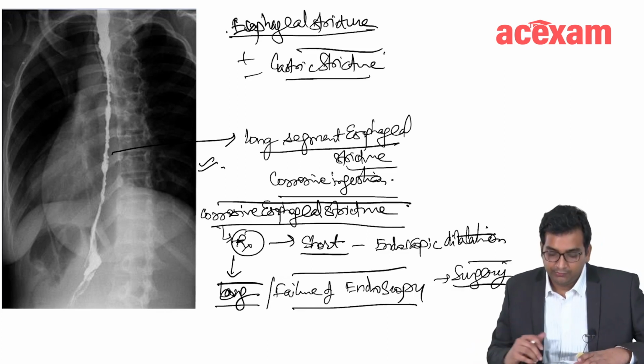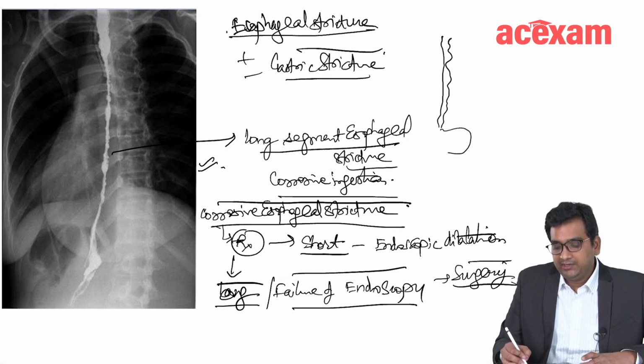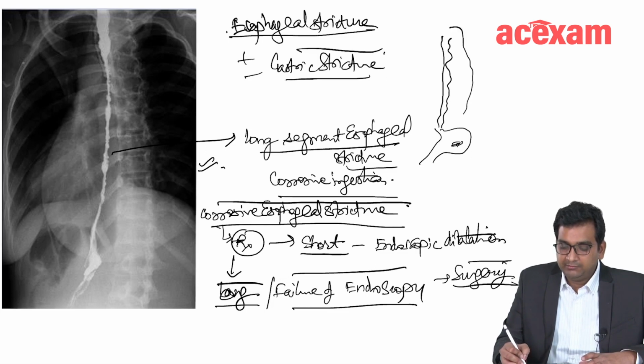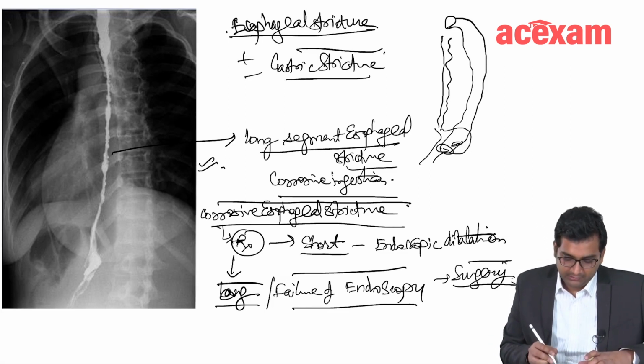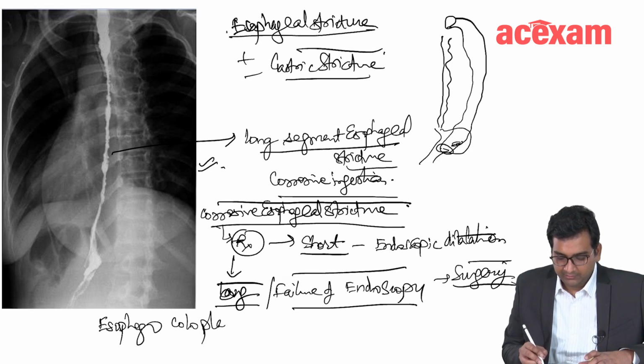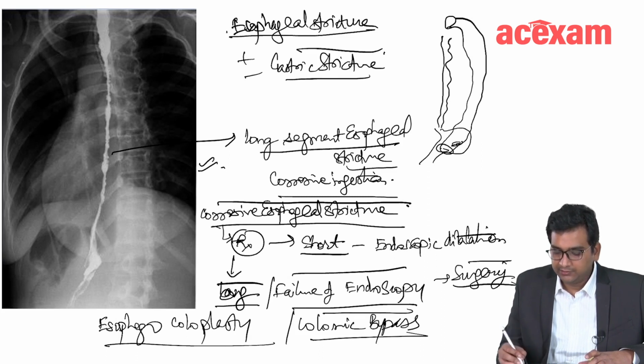And generally what we do in surgery is, suppose there is a long segment esophageal problem. In many cases there is some involvement of the stomach also, so we will do a colonic replacement, a colonic bypass. We will not resect the stomach, we will prefer a colonic bypass. So in the majority of cases we will go for esophagocoloplasty or a colonic bypass, which is the preferred one.